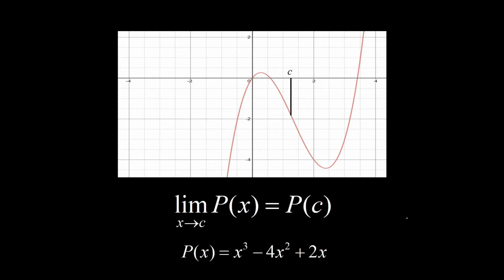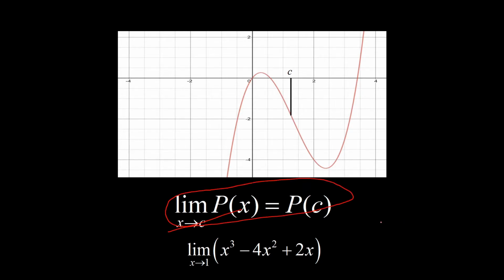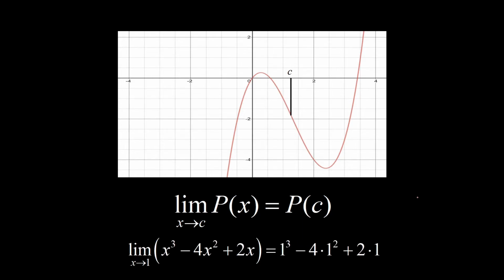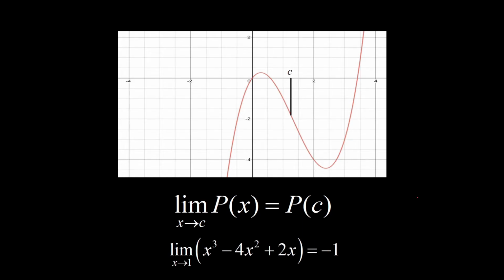So the polynomial I have graphed here is x cubed minus 4x squared plus 2x. And let's say we want to find this limit as x goes to 1. Well, what this equality is saying is, if you want this limit, then because this is a polynomial, you can just plug in the number, and that's your answer. So if we're always dealing with a polynomial and we want that limit, we can just plug the number in.